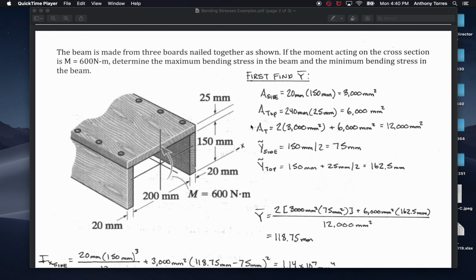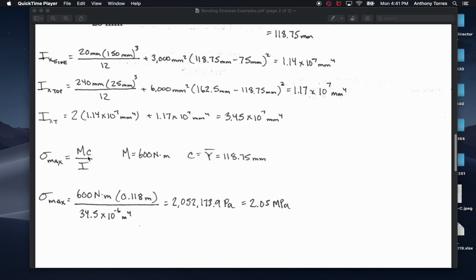Like the non-zero one, because it's 0 at whatever that centroid is. But to do that, you just use this other shorter distance here from the outer edge. Overall the maximum is occurring here at the bottom, because y bar is from the centroid out here. But the minimum would just be this Mc over I again, but we're using y this time. So still 600 Newton meters, times y changes. And y is going to be, I can actually do it here in my calculator next to me.